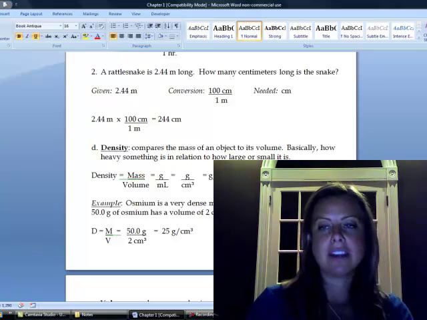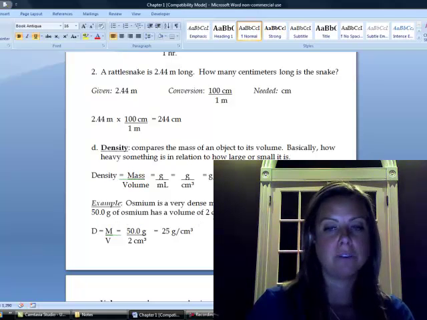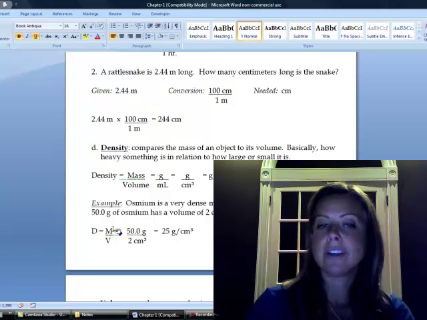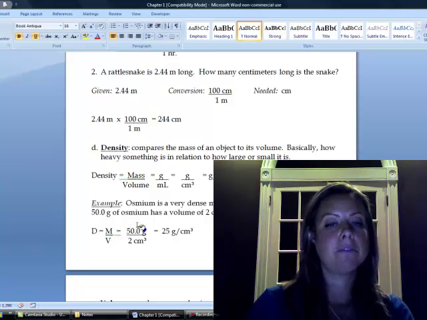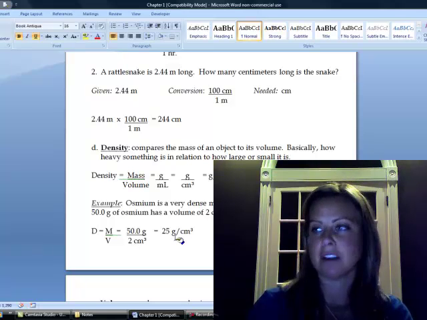What's its density in grams per centimeter cubed if 50 grams of osmium has a volume of 2 centimeters cubed? So to do this, you just do mass divided by volume. 50 grams divided by 2 centimeters cubed, and you get 25 grams per centimeter cubed.